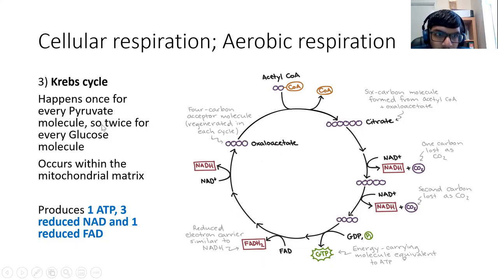So overall, from 2 circuits of the Krebs cycle, for every 1 glucose molecule, we produce 1 ATP, 3 reduced NAD just from the Krebs cycle alone, and 1 reduced FAD. These reduced coenzymes, NAD and FAD, all of them that we've accumulated so far from these 3 steps, glycolysis, link reaction, and Krebs cycle, we're going to use in the final step, which is known as oxidative phosphorylation.